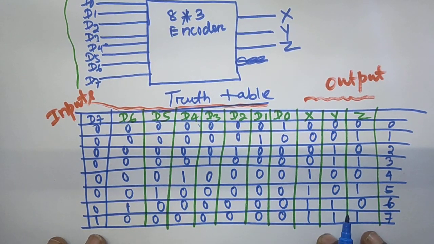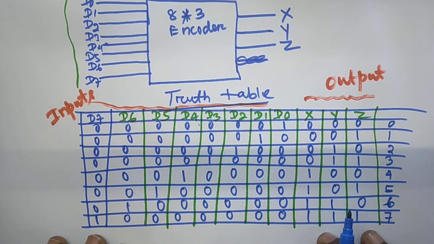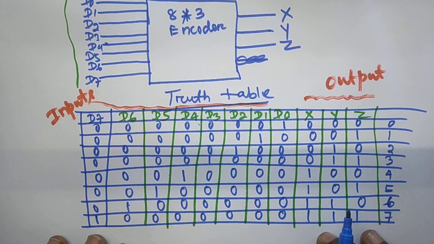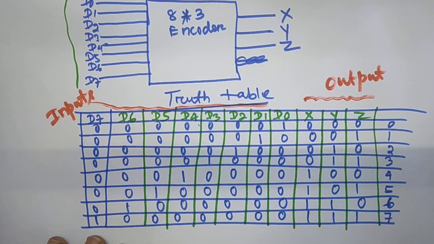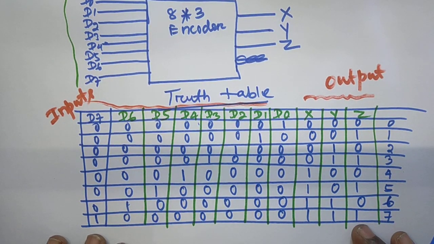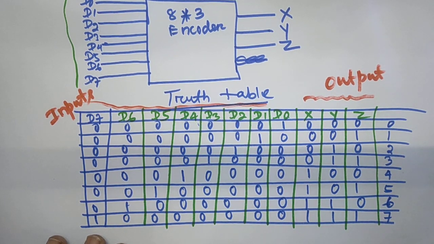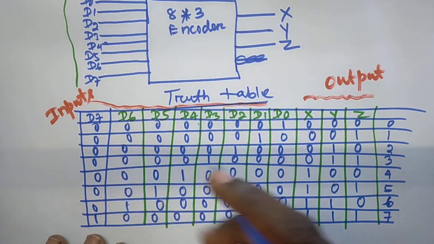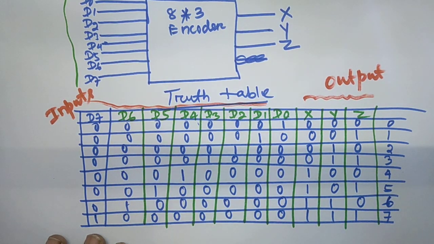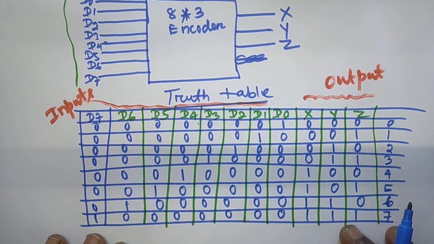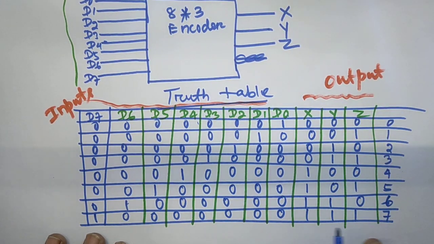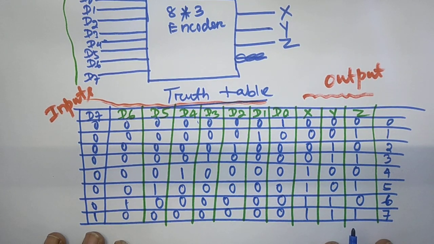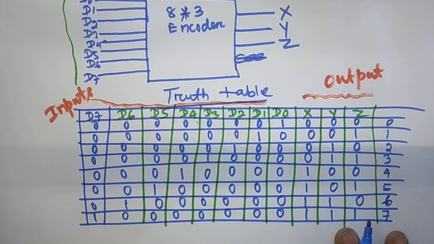inputs. Okay. D0 to D7 inputs, which input value will be activated, by which we can consider that value as an output. That depends on those inputs. So those inputs are very, very important. D0 to D7 is very, very important, where it will provide the output through these X, Y, Z variables. Okay. So this is very, very important whenever we design an 8-3 encoder.